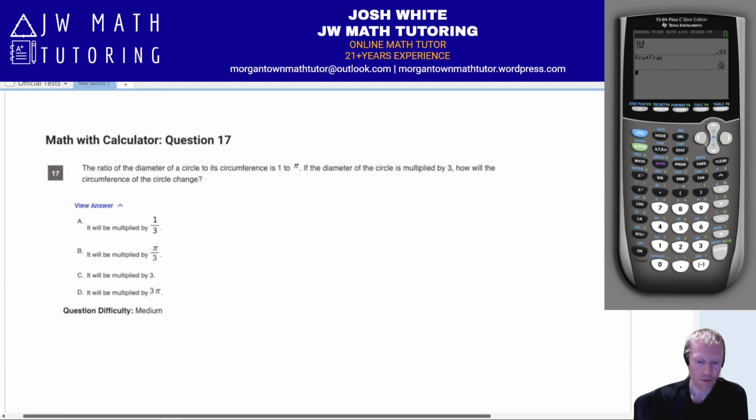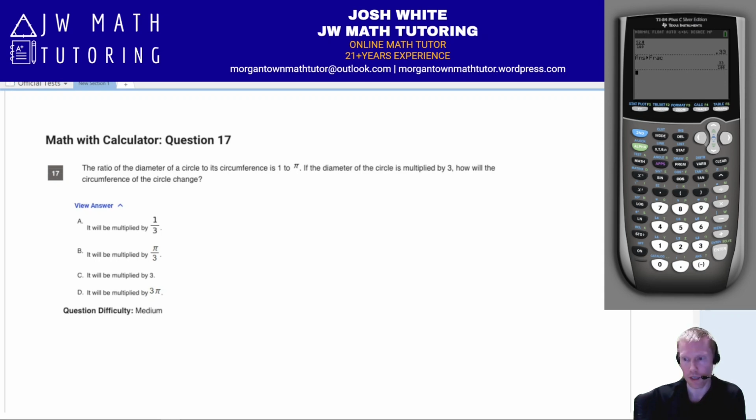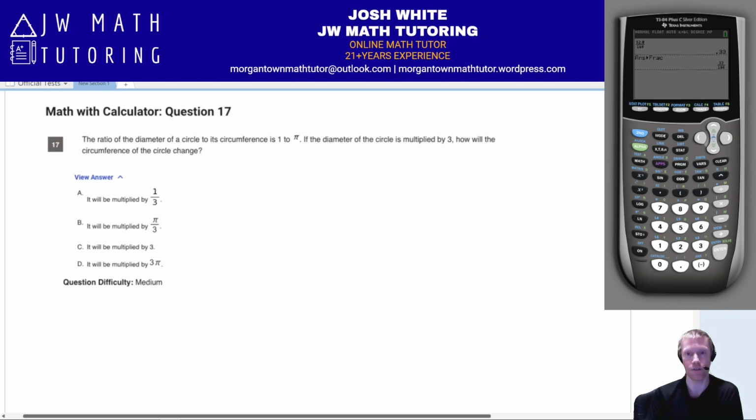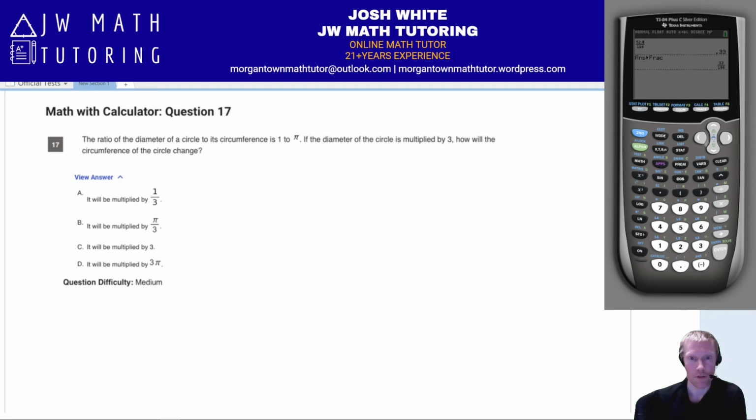Next up, question number 17. There's multiple ways you could think about this one. I will show you first the theory behind it, and then I'll show you how you could just use picking numbers to solve it. So the ratio of the diameter of a circle to circumference is 1 to pi. If you think about the formula, circumference is equal to pi d, right? So the ratio of diameter to circumference, the d's cancel out. It's 1 to pi.